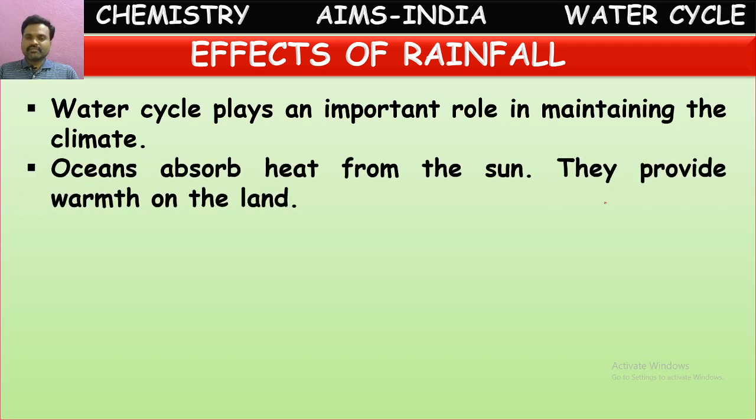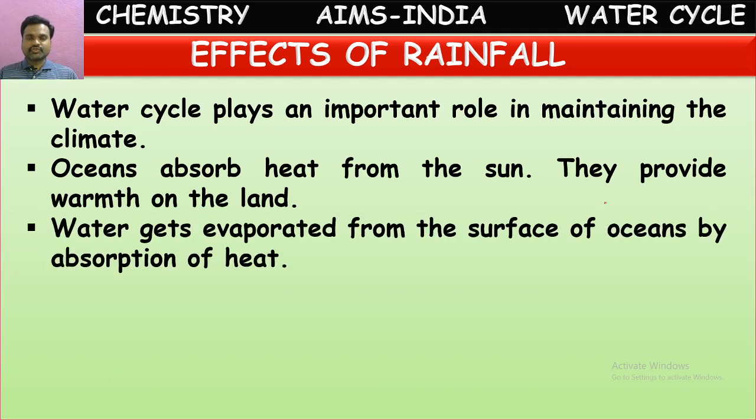Oceans absorb heat from the sun. They provide warmth on the land. Yes, if there are oceans, then only they will absorb heat of the sun and keep the land warm. Otherwise, our land becomes very chilled in the winter seasons. So this water will absorb the heat of the sun, and at night times also they'll maintain some warmth to the earth. Okay, that's the use of oceans to the earth.